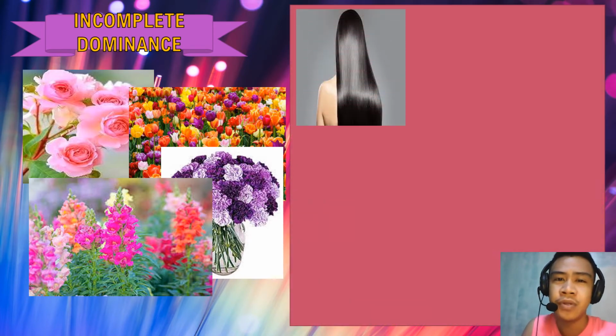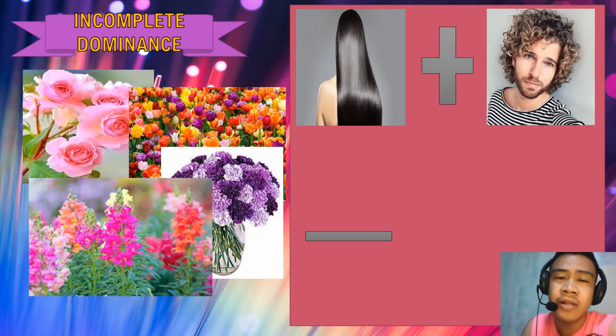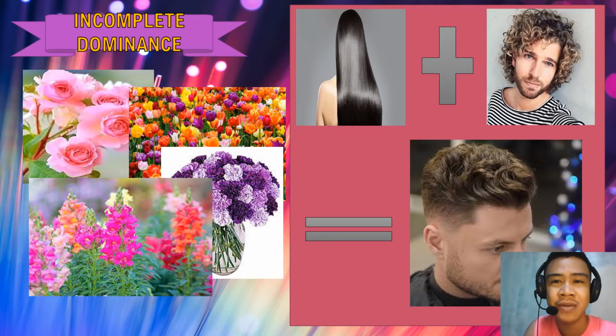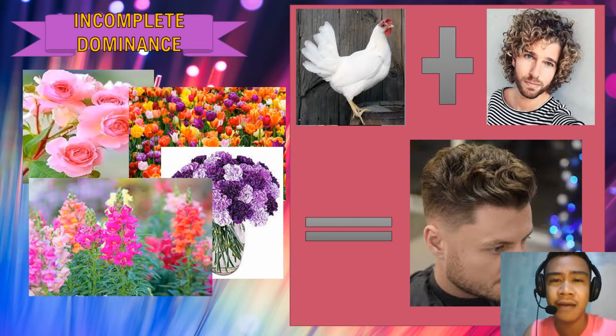Example of incomplete dominance in humans: a child born to a parent with straight hair and a parent with curly hair will usually have wavy hair, or hair that is a little curled, due to the expression of both curly and straight alleles. Incomplete dominance can be seen in many other physical characteristics such as skin color, height, hand size, and vocal pitch.